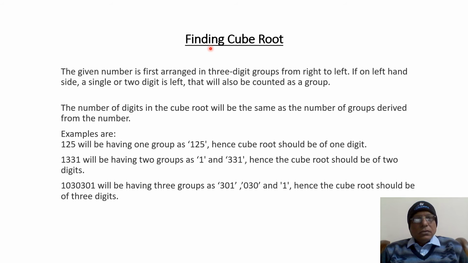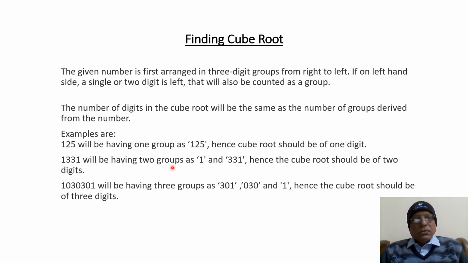Today we are finding cube roots. The given number is first arranged in 3-digit groups from right to left. If a single digit or 2 digits are left on the left-hand side, that will also be counted as a group. So the number of digits in the cube root will be the same as the number of groups derived from the number. For example, 125 will have only one group, 125, and the cube root will be of one digit.